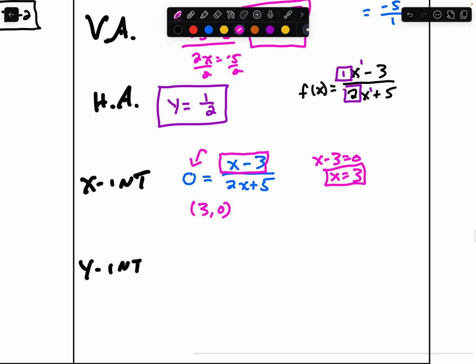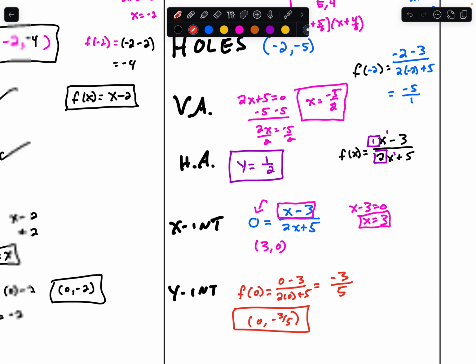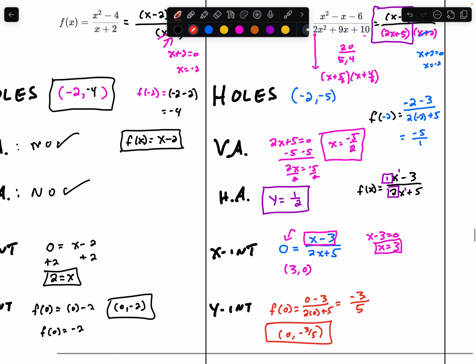And then the last one is the y-intercept, right? And remember, the y-intercept is just plugging in 0 for x. So I would get 0 minus 3 on the top, and then 2 times 0 plus 5 on the bottom, which would simplify into -3 on the top and 5 on the bottom. So I'll get (0, -3/5) as our y-intercept. And as you can see, there's a lot going on here, but the math is really simple, right? There's just a lot going on here.